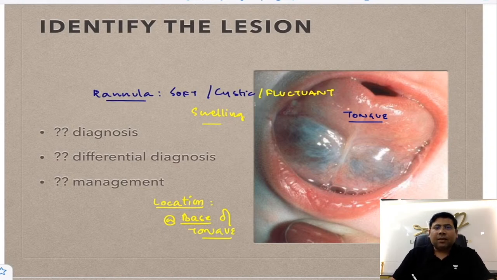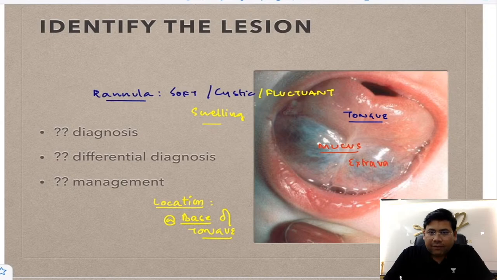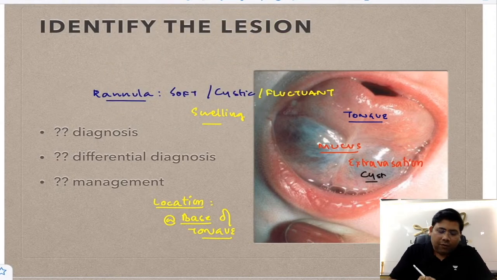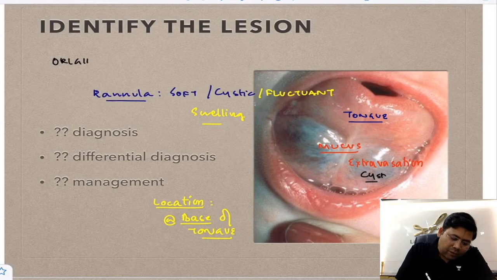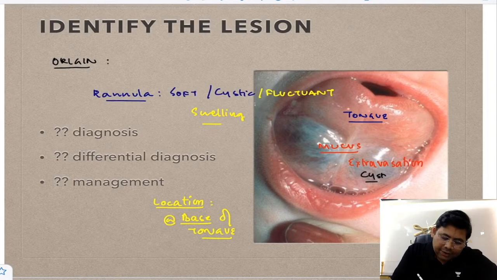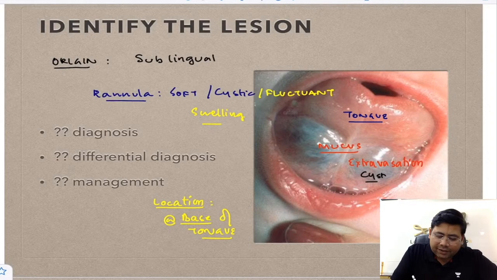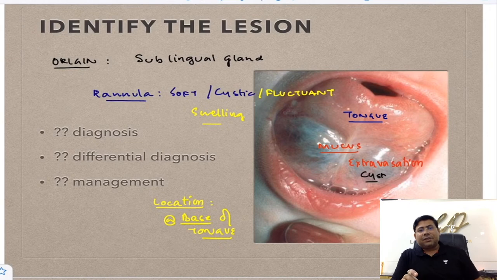So what is this? Basically, this is a mucus extravasation cyst. So what is a ranula? It's basically a mucus extravasation cyst. What is the origin of ranula? The origin of ranula is the sublingual gland. So it's a swelling arising from the sublingual gland, and it's a mucus extravasation cyst.